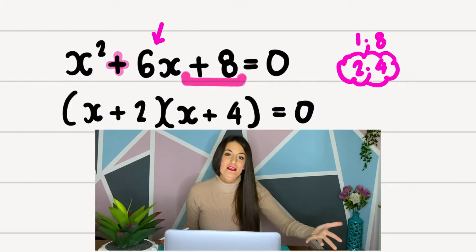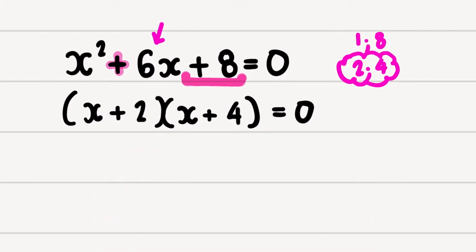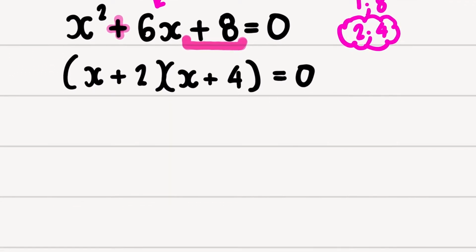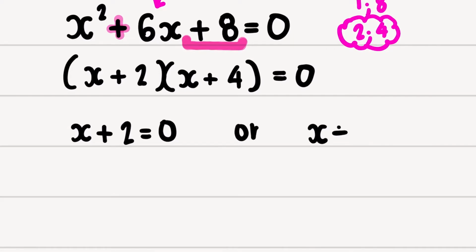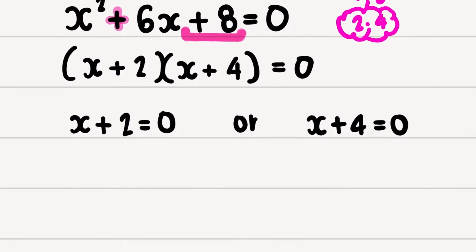So solve for x means to get an answer for x. So now I have my two answers. So I know that those two factors that I have now will equal 0. So x plus 2 will equal 0, or the second factor, x plus 4, will equal 0. If x plus 2 equals 0, then that means that x would be equal to minus 2 because I take it across. If x plus 4 equals 0, then that means that x would be equal to negative 4.